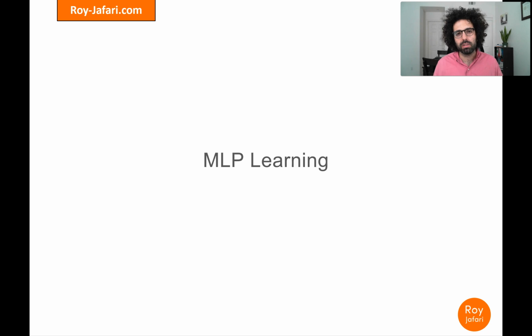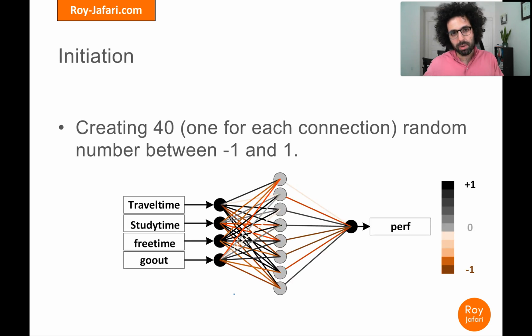Since MLP is an artificial neural network which is inspired by the biological brain, including human brains, we can also use the terminology of learning, MLP learning or training, it doesn't matter. So an MLP starts by being initialized randomly, and the initialization part is basically assigning a random number from -1 to 1 to all of the connections in the network. So we've got 40 connections here, therefore we come up with 40 random numbers between -1 and 1. We completely create this network randomly.